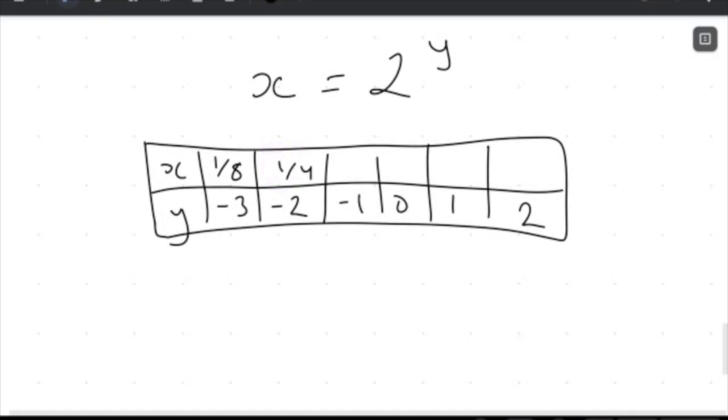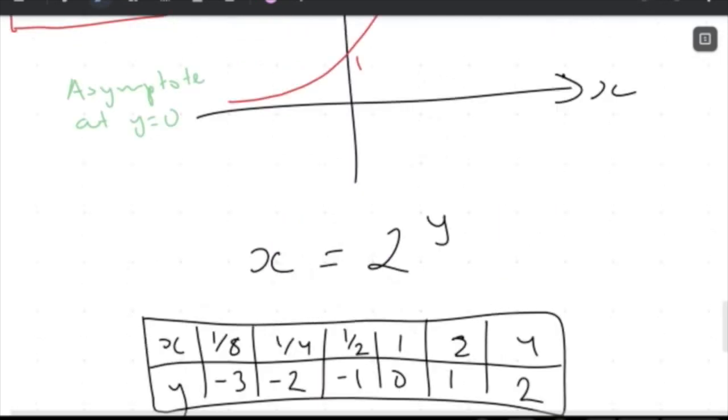1 over 4. Here I'm going to get a half. Here I'm going to get 1, 2, and 4. You guys can pause this and have a go at this on your own, but by now we should be pretty comfortable with substituting into a table of values. The only difference here was I just substituted in a few y values in order to get my x output, which is the subject of the equation.